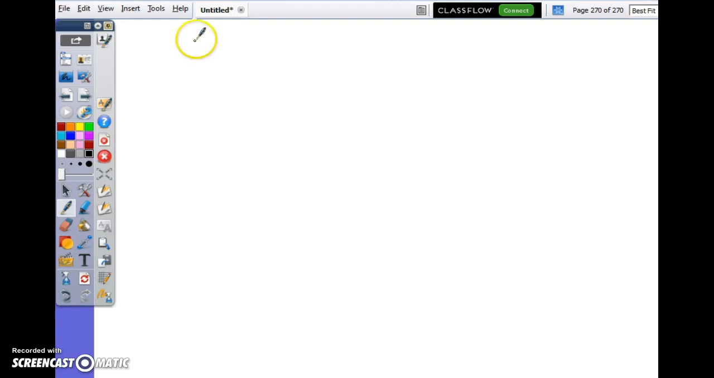All right. So it says we're going to divide x to the fourth minus 5x squared minus 17x minus 12 by x plus 3. Now, first of all, why would we ever want to do this?